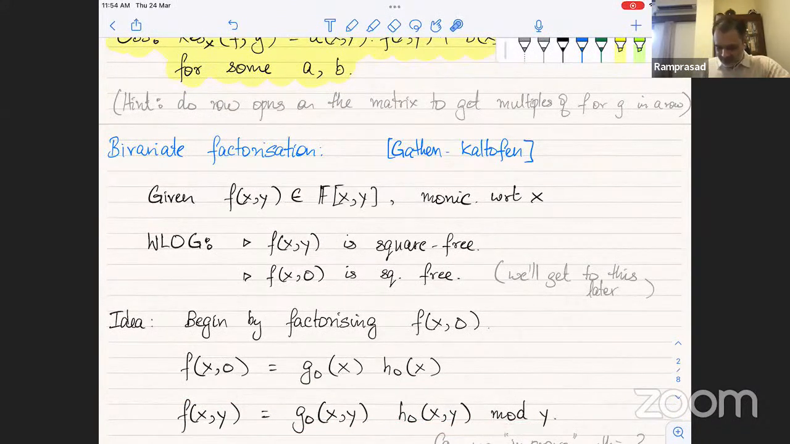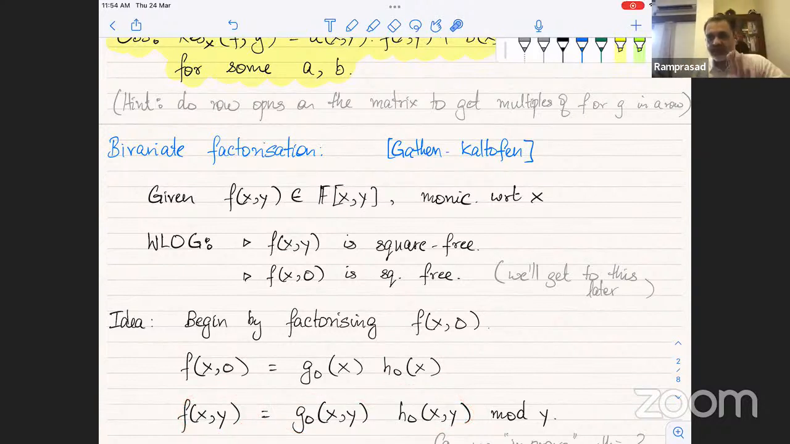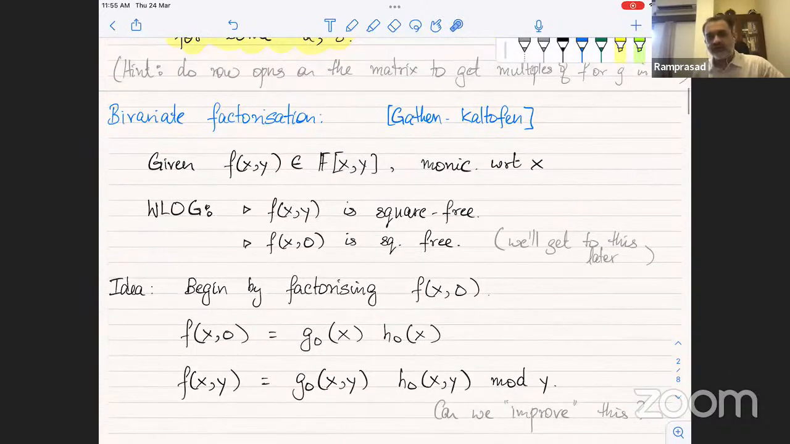By that, what I mean is, if I take the difference of f with g0 times h0, every monomial is divisible by y. Ideally, I want to get a proper factorization. I want f minus g0 h0 to be equal to 0. At this moment, I don't have that. All I know is that whatever terms I get, they're all divisible by y. And what we are going to try and do is improve this factorization.